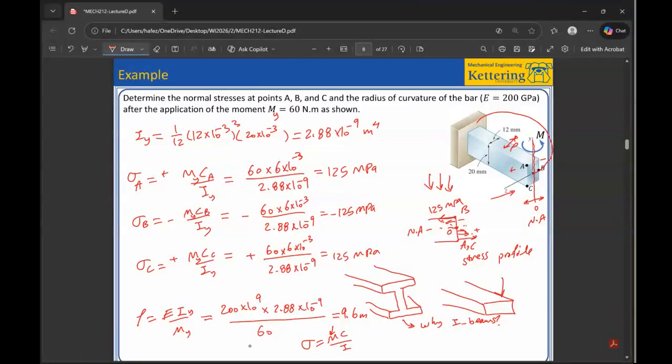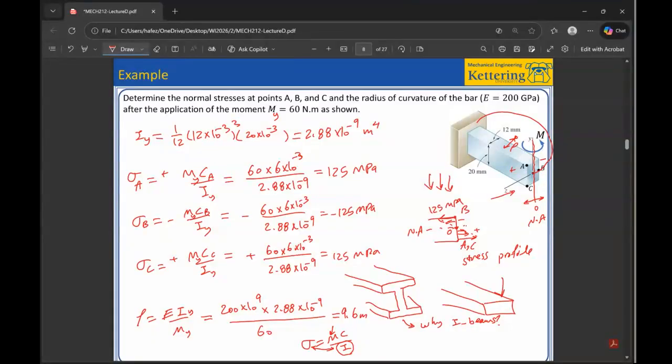So by changing the geometry, we're changing the I value. The C remains the same at different locations. We say at this location, what is sigma? At that location, what is sigma? So C is not changing. The only thing that you're changing is the I value. So the more the I value, the less the sigma, because they're inversely proportional.